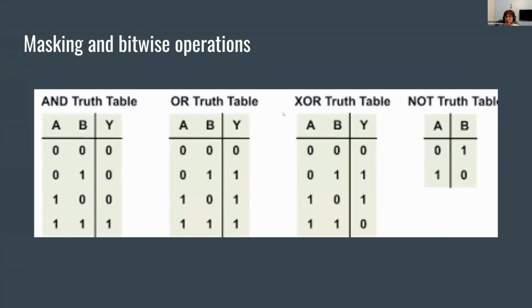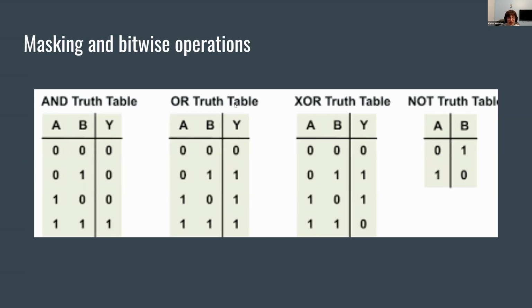So I was talking about bitwise operations. If you're familiar with discrete math, you might look at these truth tables and be like, ah, yes, I remember those. These are just basic Boolean operations that allow you to do some very basic computer math.